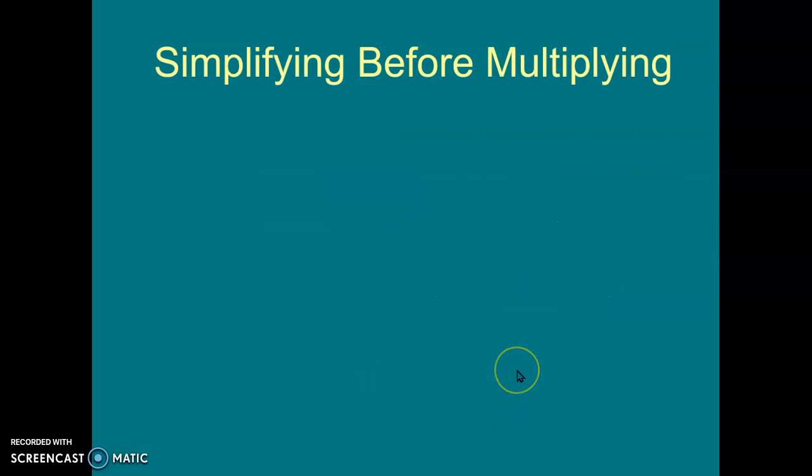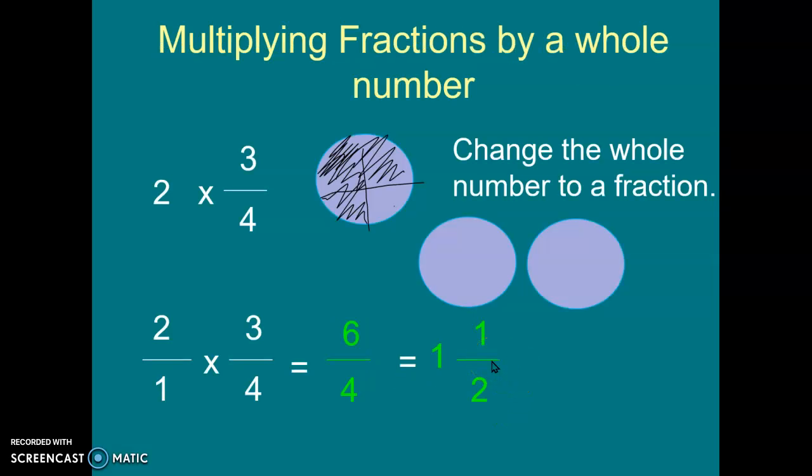And we're going to talk more about changing mixed numbers into improper fractions tomorrow. So we're going to talk about how to multiply like 6/4 or 1.5 times something.